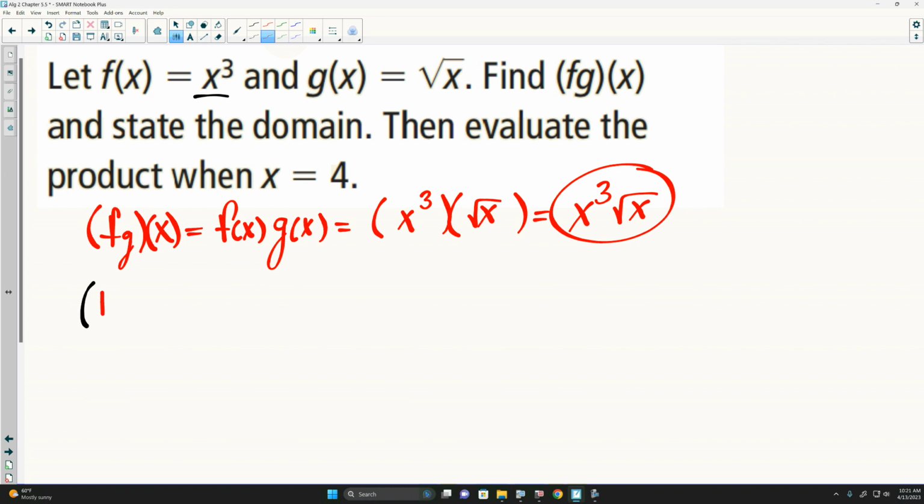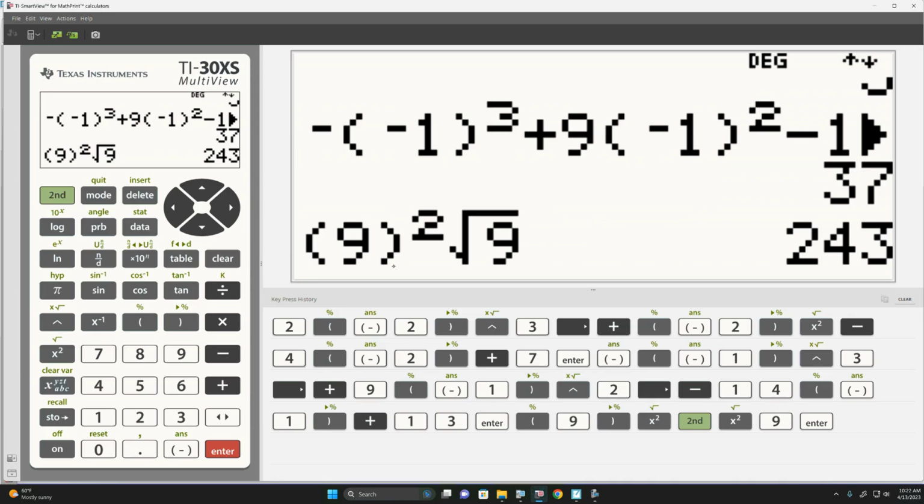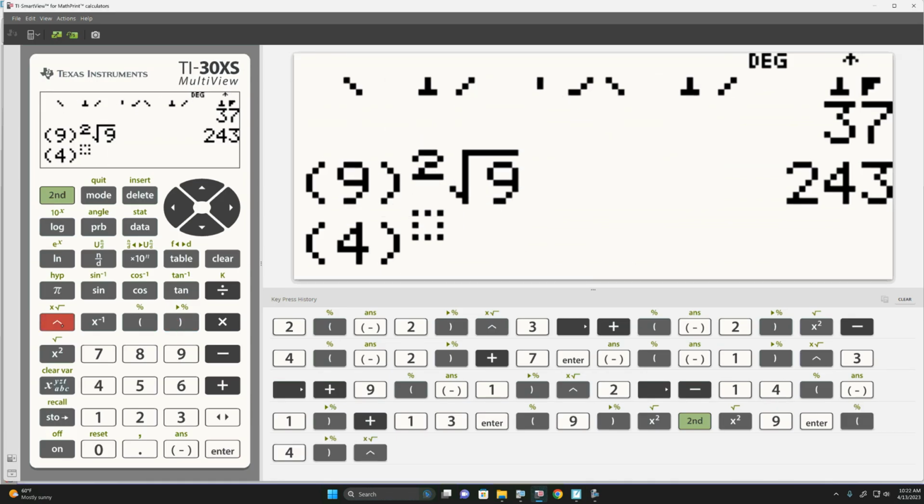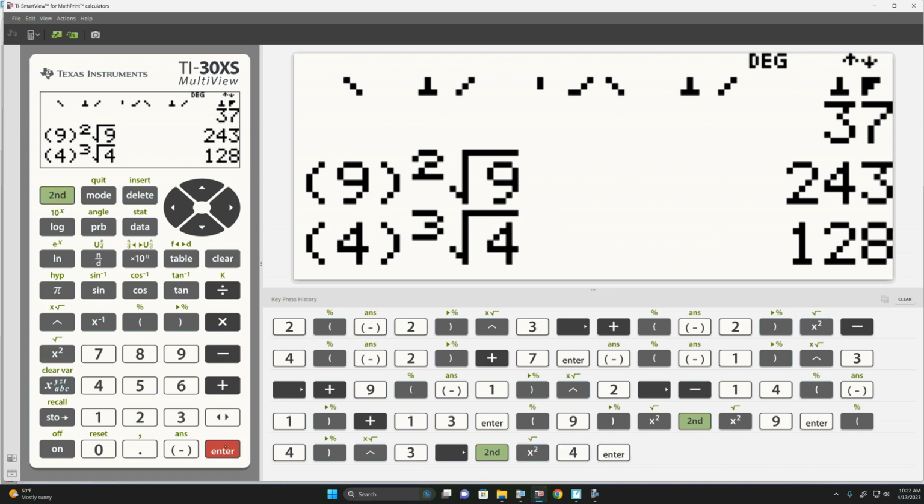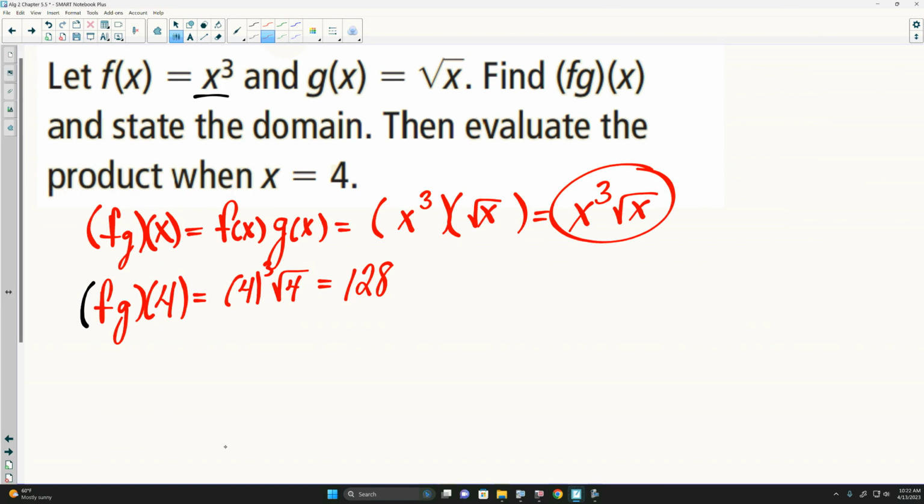Now we do need to find out what f times g of 4 is. Well, we're just replacing every x with 4. So we'd have 4 to the 3rd times square root of 4. Because we can say 4 to the 3rd, which is 64, and the square root of 4 is 2, and 64 times 2 is 128.